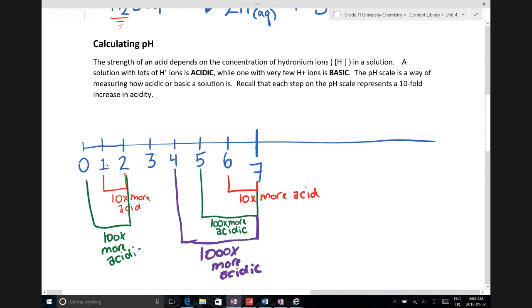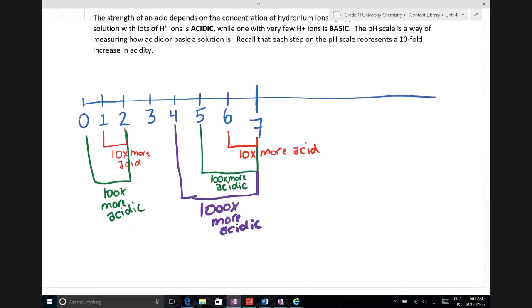Now again, you should have done all of this in grade 10, and I'm sure you did. What we want to talk about today is why. Why does this scale work, and how does this scale work? Why is it that an acid with a pH of 4 is 1,000 times more acidic than an acid with a pH of 7? And why is it that an acid with a pH of 0 is 100 times more acidic than an acid with a pH of 2? What do these numbers mean? Because they don't come from nowhere.